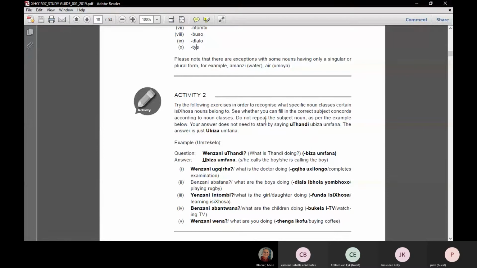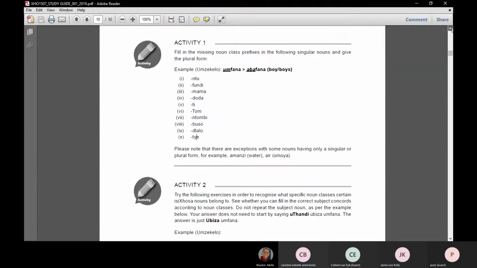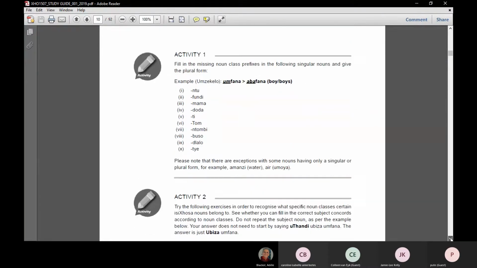Number 10, the root word is ke, I believe. Okay, before I tell you, give me the missing prefix.